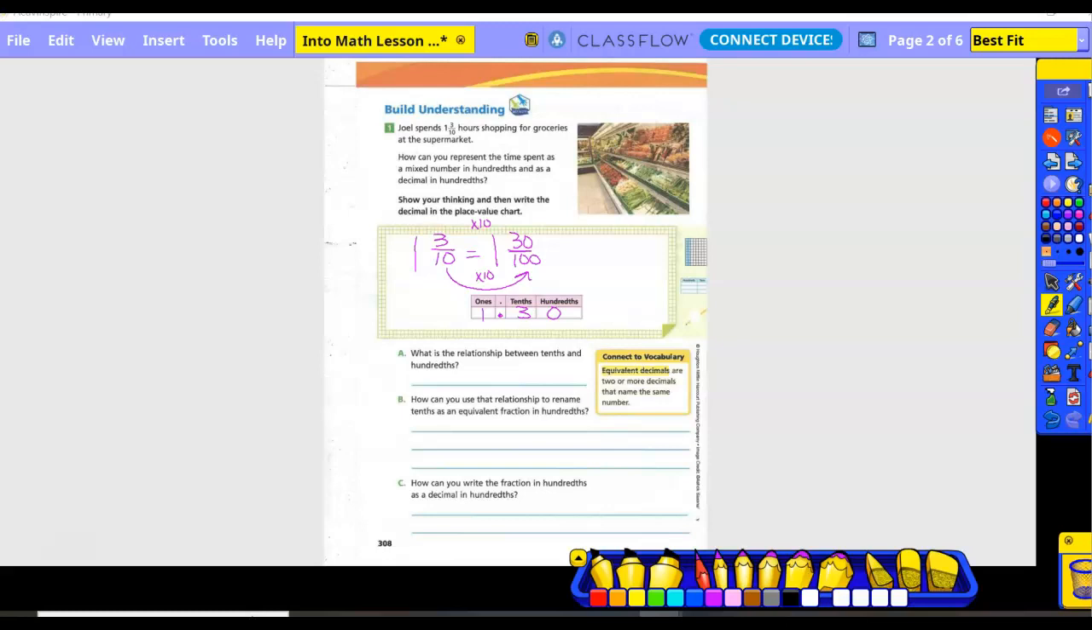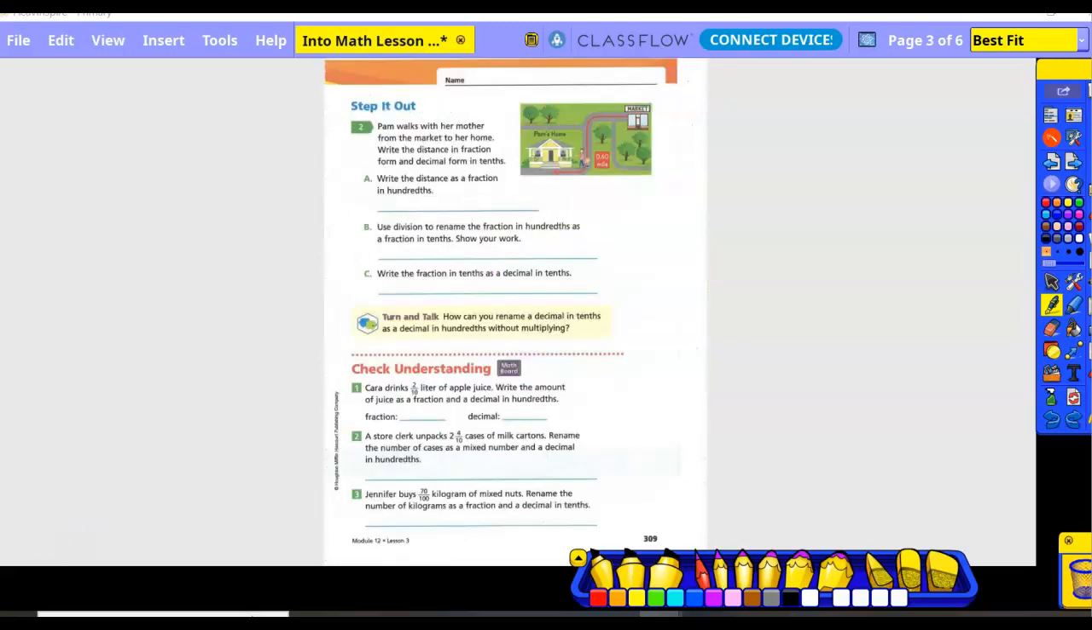How can you write the fraction in hundredths as a decimal in hundredths? So what can we do, guys? So basically, you have your decimal, right? Because with hundredths, because "ths" means that's a decimal form, right? So you have to have some kind of decimal. And then how many place values after the decimal do you need to go for hundredths? 2, right? Okay. So that is what you need to make sure you have in order to have a decimal in hundredths.